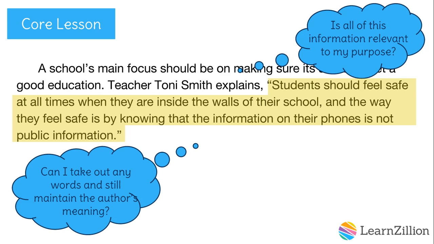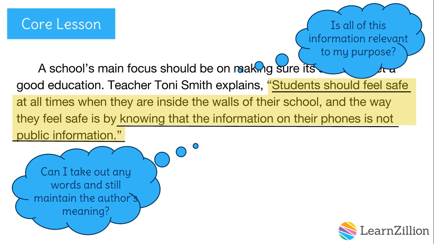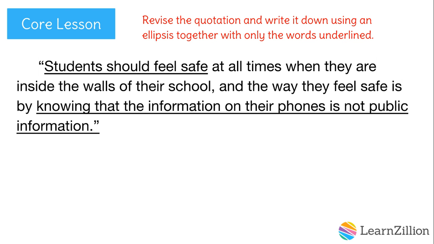Here's what I think is important from the quotation to support my purpose. First, the idea that students should feel safe at all times, and that they do that by knowing that the information on their phones is not public information. My whole essay is about students and phones at school, so the words in the middle are not really necessary. So I want you to give it a try putting this together. Write this quotation, keeping only the most important information that supports my purpose. Remember, these are the words that we underline. Use an ellipsis to show that you've taken out the words in the middle. Pause the video while you work and press play when you finish.